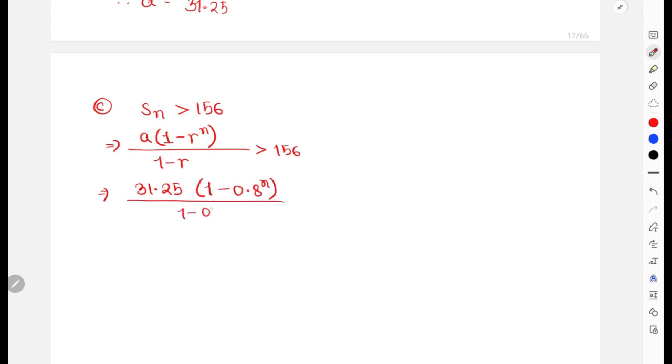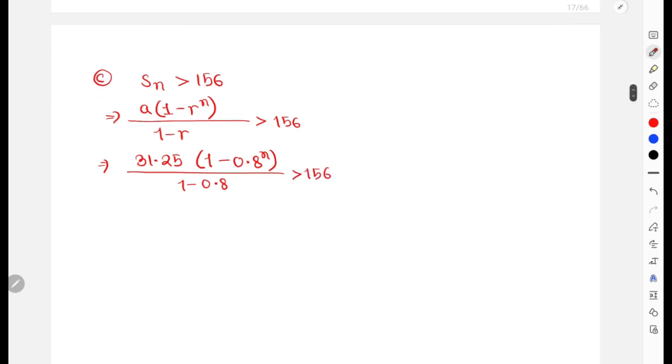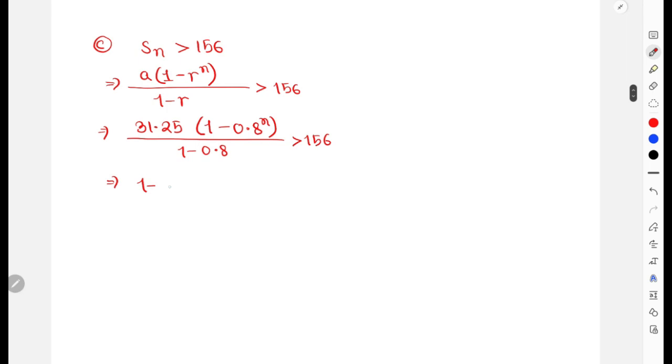One minus 0.8 greater than 156. 1 minus 0.8 is 0.2, and if you divide that with 31.25, from this part I'm just going to make 0.8 power n and 156. This entire expression is 0.2 gets multiplied with the 1.6 on the right hand side, and then again gets divided with that 31.25, because this was in the multiplied format in the left side.